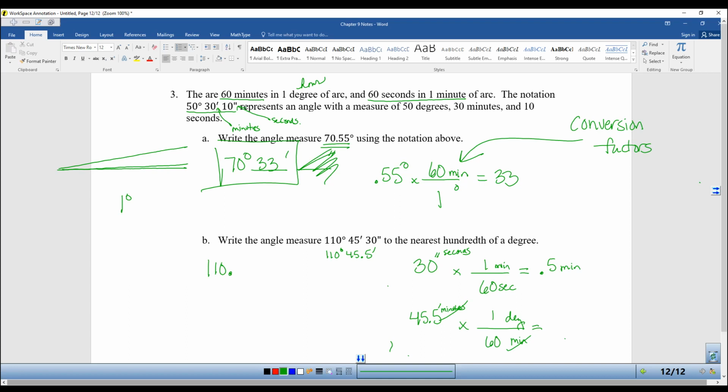So I take my 45.5 and I divide it by 60. And I get 0.7583 repeating. And it says to the nearest hundredth. So I'm just going to do 110.76 because they asked for the nearest hundredth. And it still has degrees. And that would be my answer.